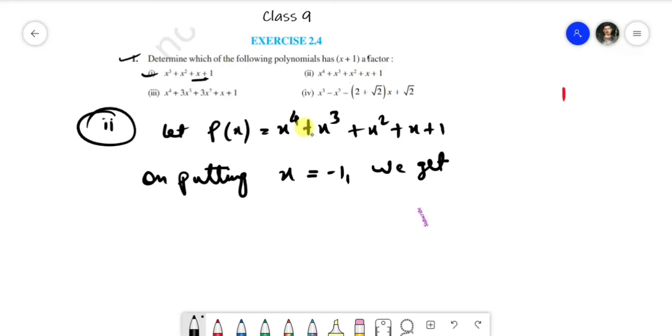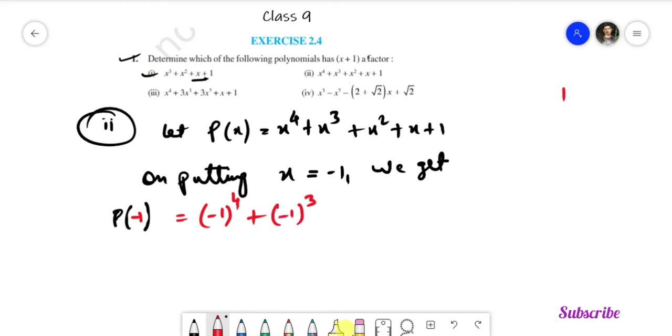So using this one, we can write p of minus 1. Instead of p of x, we'll just put the value minus 1 is equal to, you see, minus 1 to the power 4 plus minus 1 cube minus 1 square minus 1 and plus 1. Now can you see this one?